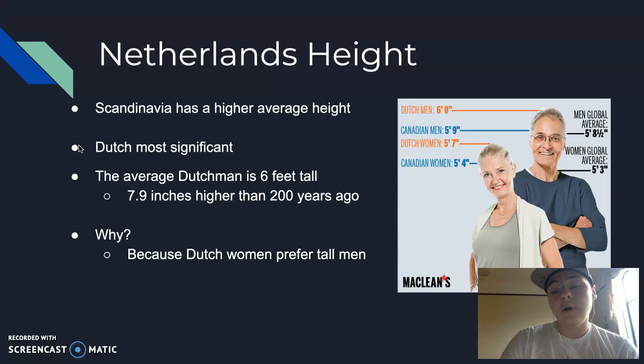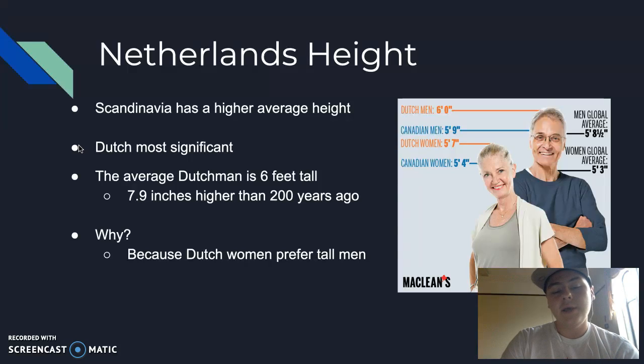Across all other countries, the Scandinavian populations have a much higher height than anyone else, and it's none more significant than in the Dutch, with the Dutchmen's average height being 6 foot, and that's 7.9 inches higher than it was 200 years ago. In comparison, Americans have grown, I think it's 2.5 inches, in the last 200 years.